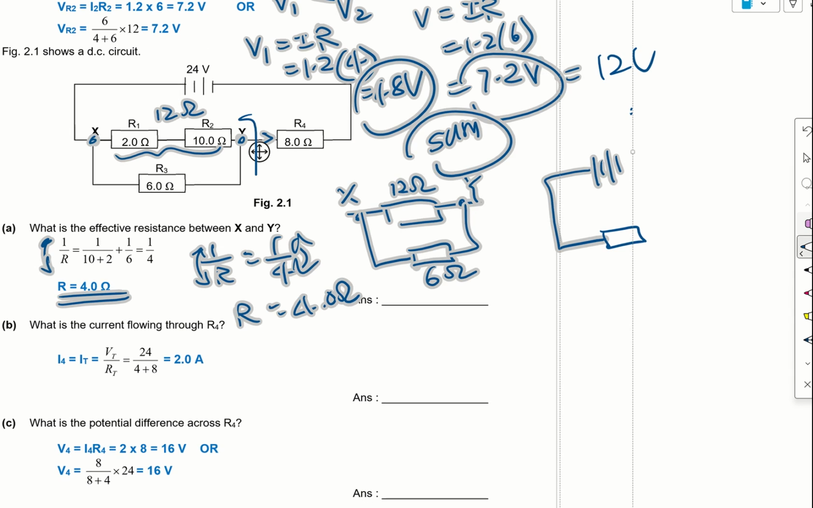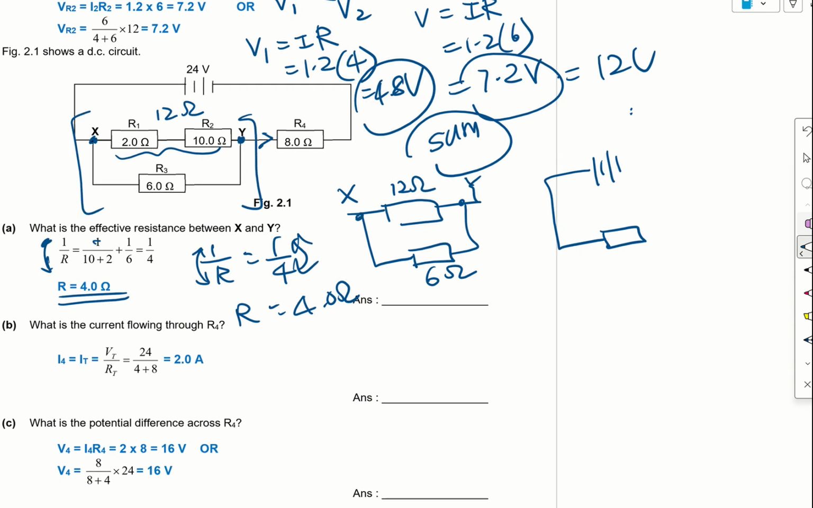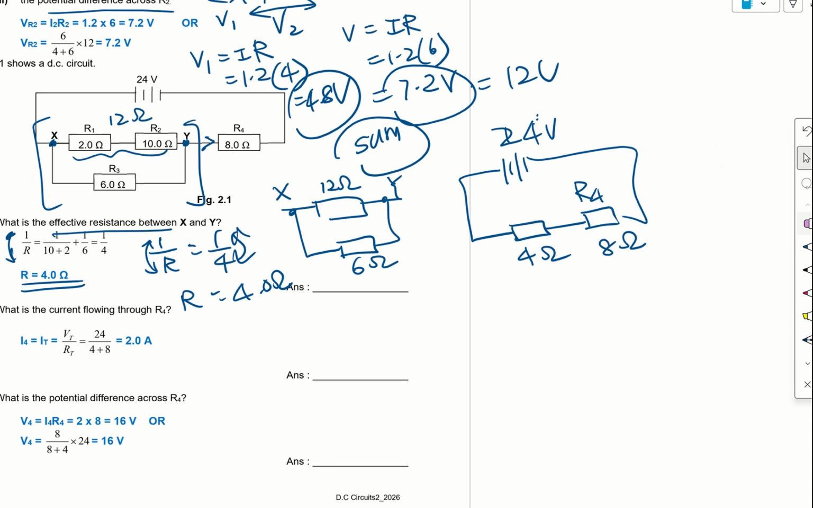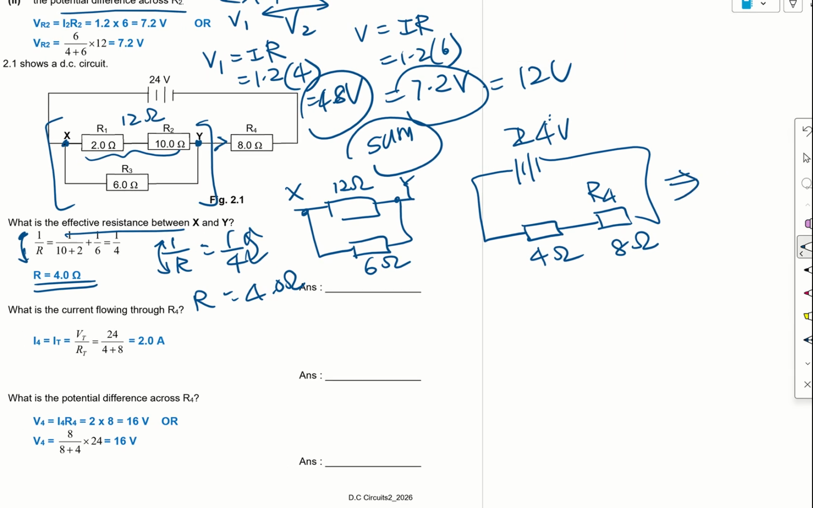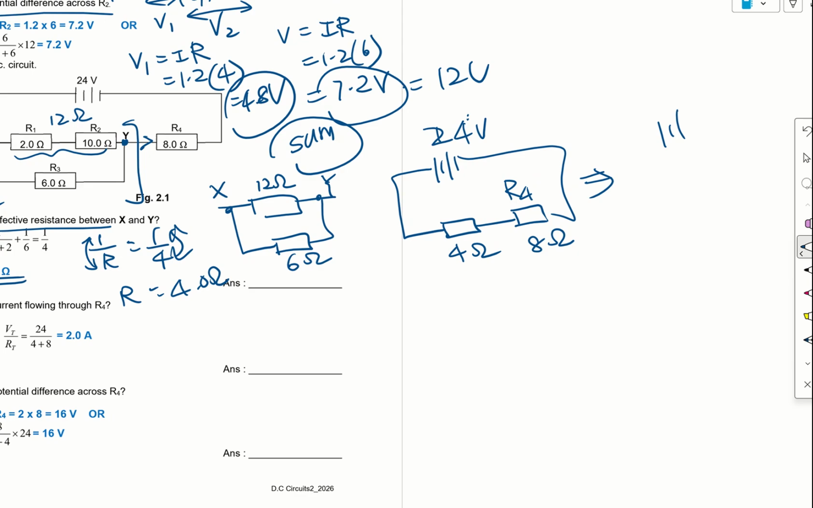We know that for this part, they want us to calculate the effective resistance, right? And this gives us a value of 4 ohm. And this 8 ohm is my R4, which I haven't touched yet. 24 volts here. So actually I can simplify this further to get 12 ohm because they are connected in series.